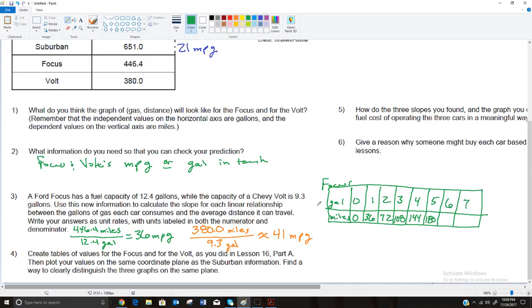We only need to get to 7 because we're trying to do it like we did with the Suburban, and it only went up to 7. So 180 plus 36 gets us to 216. And then 7 gallons of gas for that vehicle would get us 252 miles. So we're going to use this when we fill in the table here in a little bit. So the Focus would go 252 miles on just 7 gallons of gas.